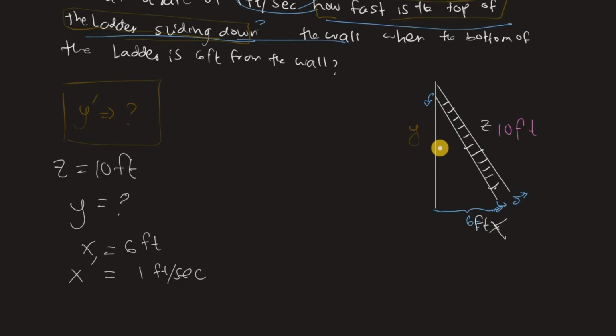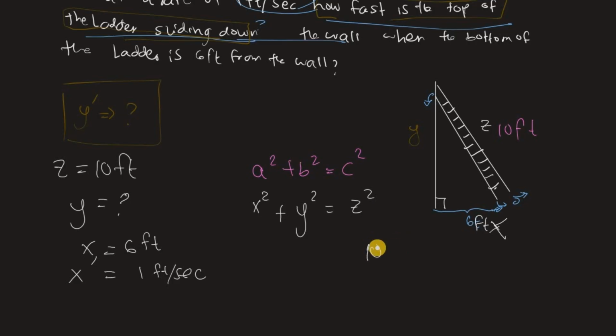If you look at it closely, this forms a right triangle, and a right triangle means the Pythagorean theorem: a squared plus b squared equals c squared. Let's put this in this equation. So x squared plus y squared equals z squared. This is our equation for this question, and we are already given the value of z as 10 feet.